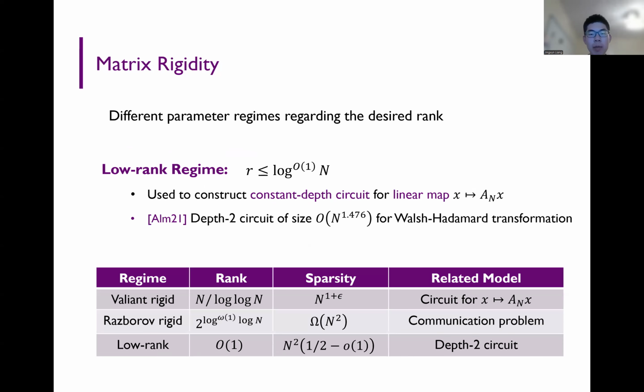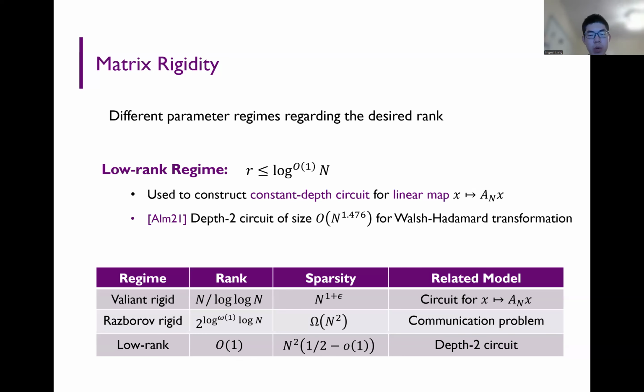More recently, people have started studying the low rank regime, where the target rank is just polylog n. This form of rigidity is connected to the power of constant depth circuits computing the linear transformation defined by A. For example, Alman in 2021 used a low-rank rigidity upper bound to build a depth 2 linear circuit of size n to the 1.476 for the Walsh-Hadamard transformation.